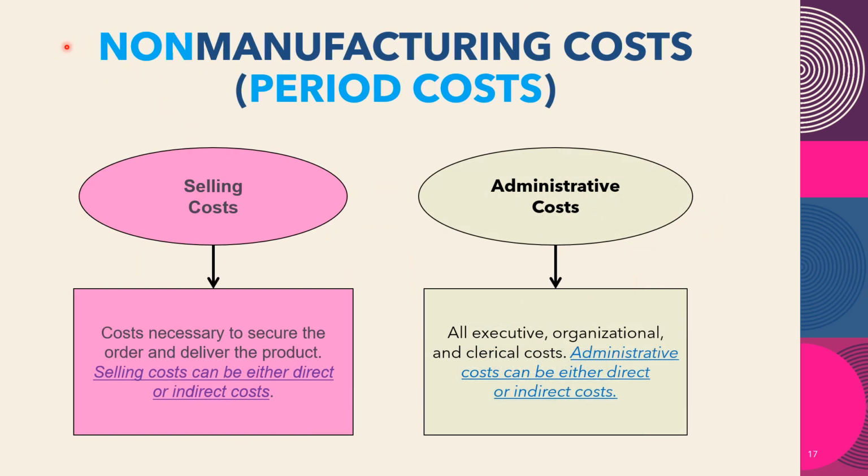Non-manufacturing costs include the selling cost and administrative cost. Sometimes we call these costs period costs. Selling costs include those costs that are necessary to secure the order and deliver the product. Selling costs can be either direct or indirect. All executive, organizational, and clerical costs are called administrative costs. Administrative costs can be either direct or indirect costs as well.